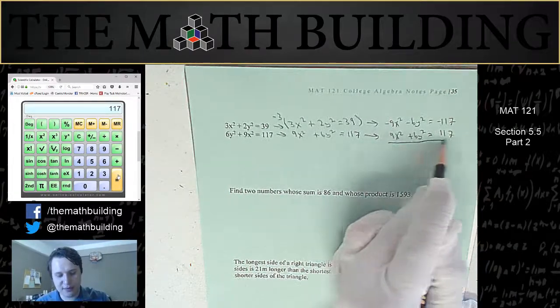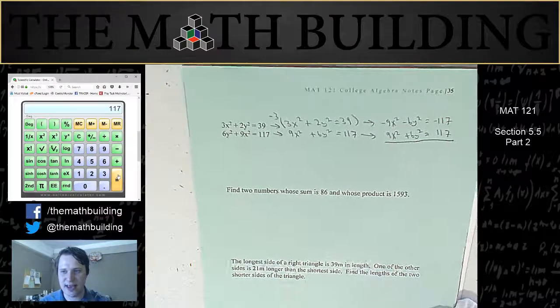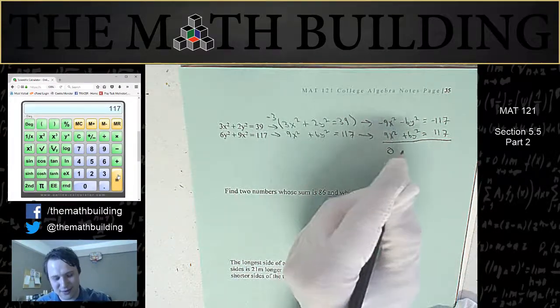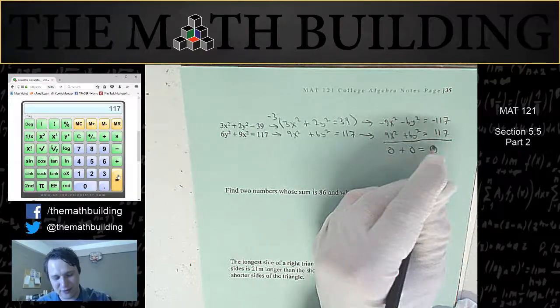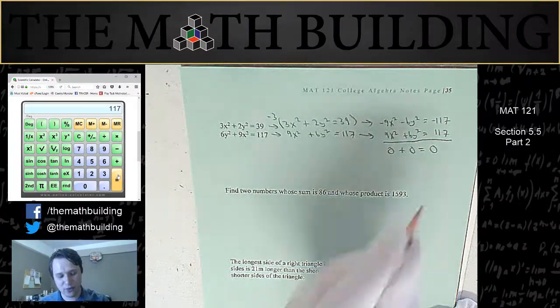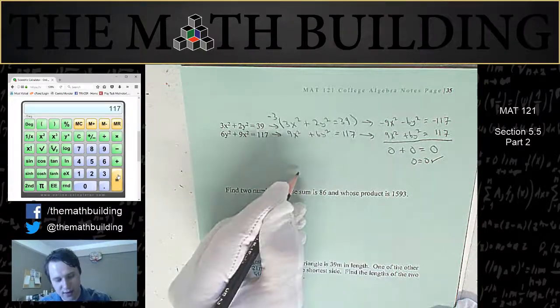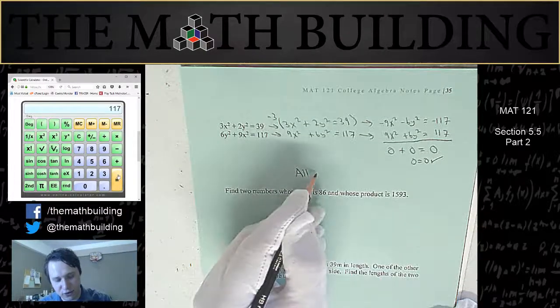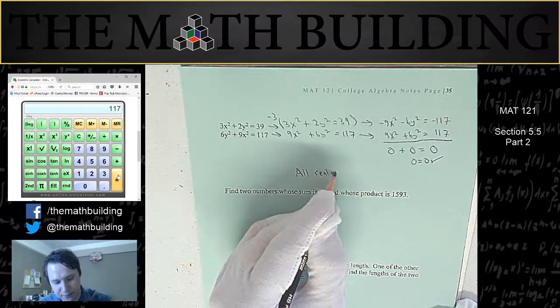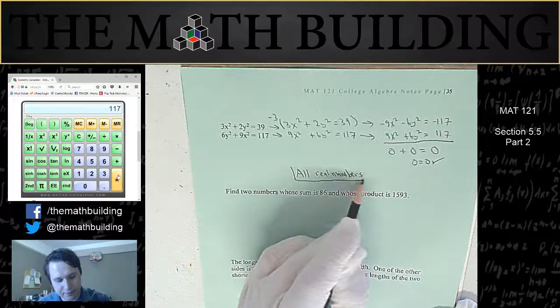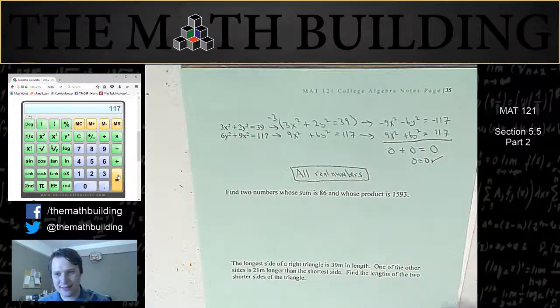And you can probably detect that something strange is going to happen when we try to add these equations together. When we do, we get 0 plus 0 equals 0. And so 0 equals 0, and that is a statement that is always true. So that means the solution set is all real numbers, because it has an infinite number of solutions. And that's pretty much it.